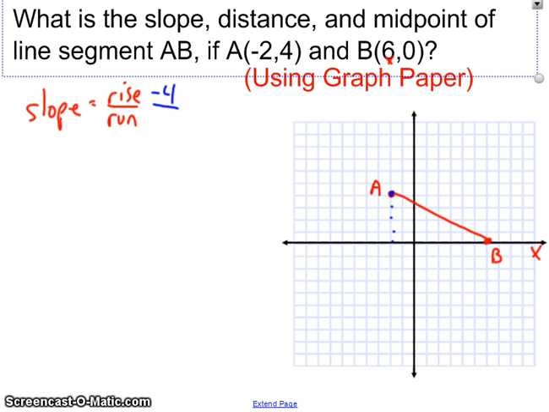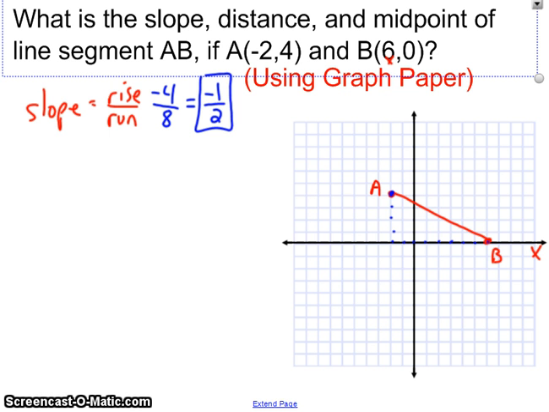And we're going to run to the right: 1, 2, 3, 4, 5, 6, 7, 8. And it makes sense because that's what we came up with before using the slope formula. -4 over 8, again, would reduce down to -1/2, which means that it's going down 1 to the right 2, down 1 to the right 2, down 1 to the right 2.